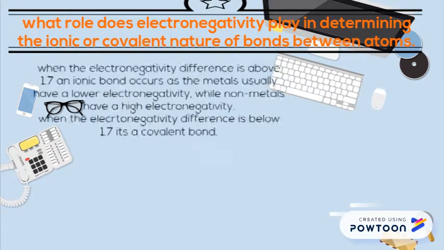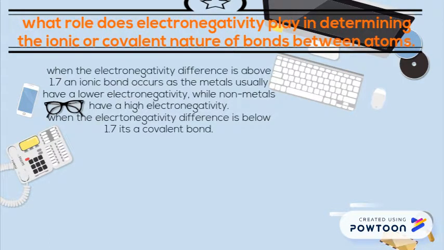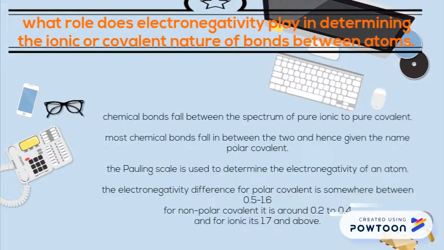So then what role does electronegativity play in determining the ionic or covalent nature of bonds between atoms? When the electronegativity difference is above 1.7, an ionic bond occurs as metals usually have a low electronegativity while non-metals have a high one. When the electronegativity difference is below 1.7, it's a covalent bond. Chemical bonds fall between the spectrum of pure ionic and pure covalent. Most chemical bonds fall in between the two and hence are given the name polar covalent. The Pauling scale is used to determine the electronegativity of an atom.